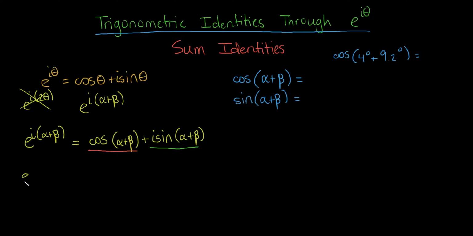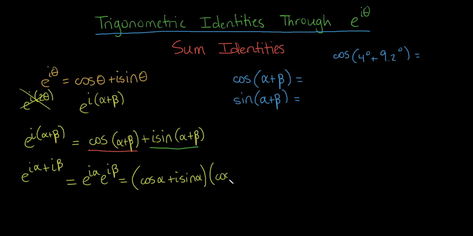First, we can distribute. We have e to the i alpha plus i beta. And of course, if we have an exponent with addition, we can break this up. We can say this equals e to the i alpha times e to the i beta. And of course, what do we know this equals? Well, we know it equals the cosine of alpha plus the i sine of alpha times the cosine of beta plus the i sine of beta. And you can see we're going to get some product here.